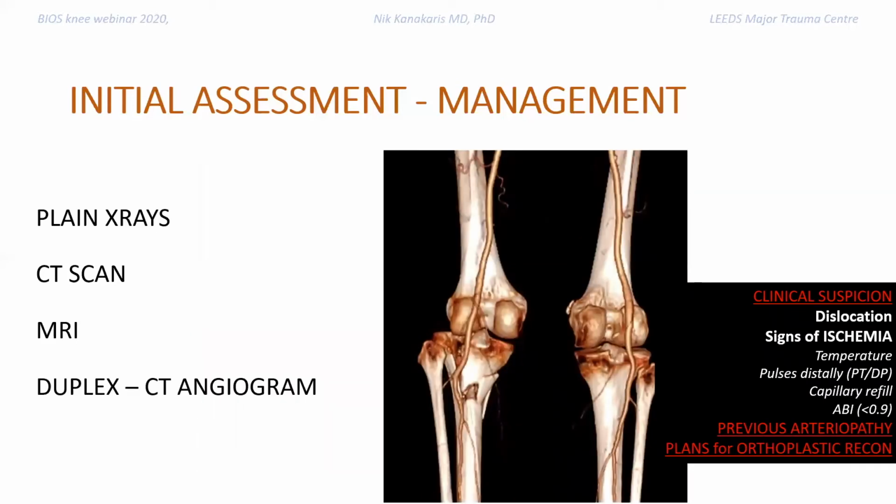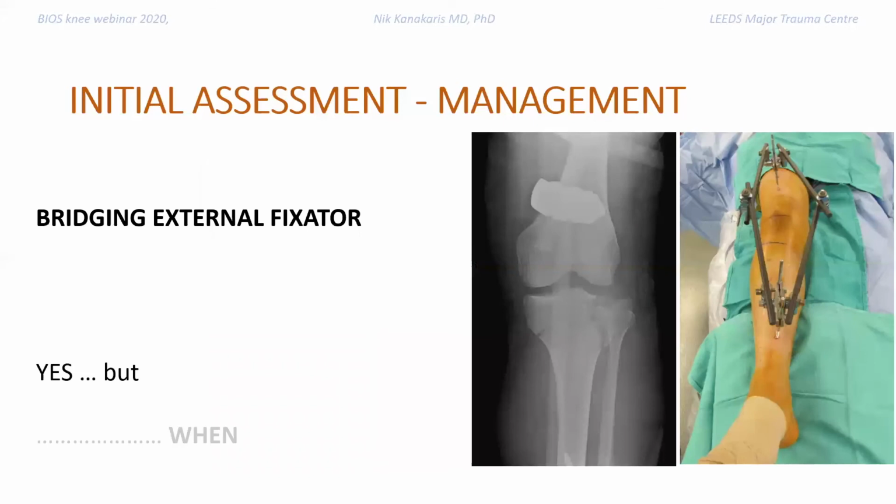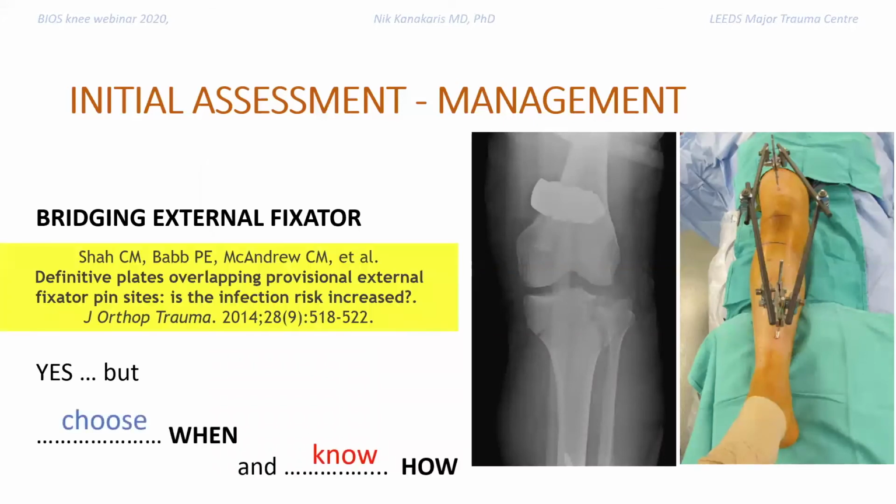Do we do a CT angiogram in all cases? No, we usually use it when we have a clinical suspicion of a dislocation or signs of ischemia. And of course, we engage with the vascular surgeons as appropriate. The same goes for a bridging external fixator: it is not necessary for all cases.